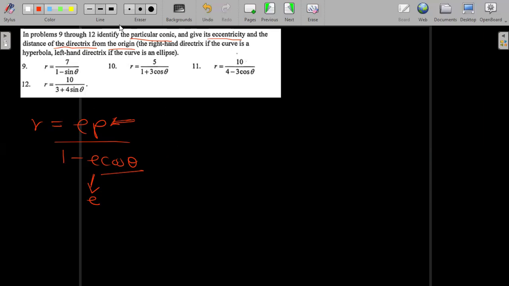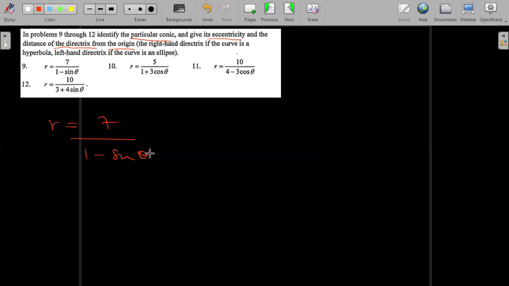So now let's work that out with the first one. Let's start with the first one. Here you have r equal to 7 over 1 minus sine theta. From here, what you want to identify is what is my E.